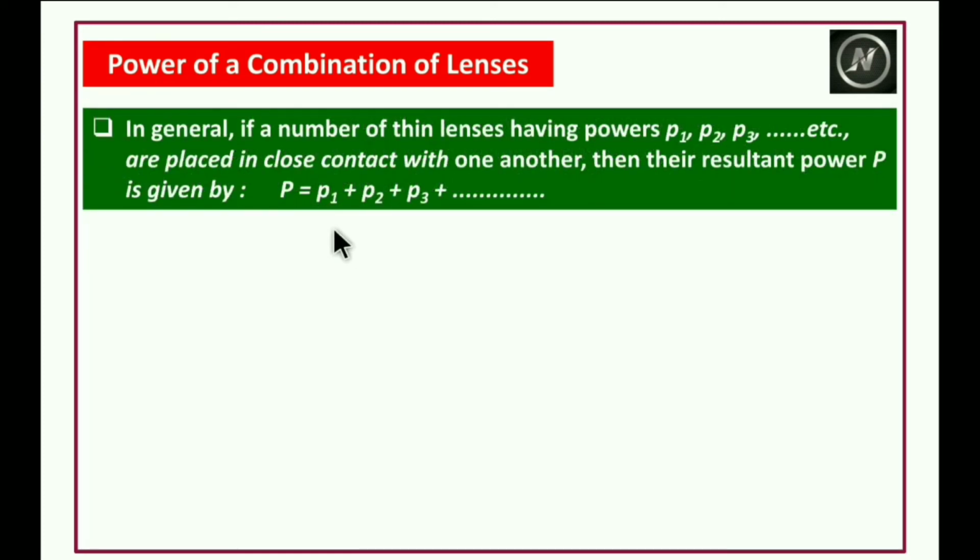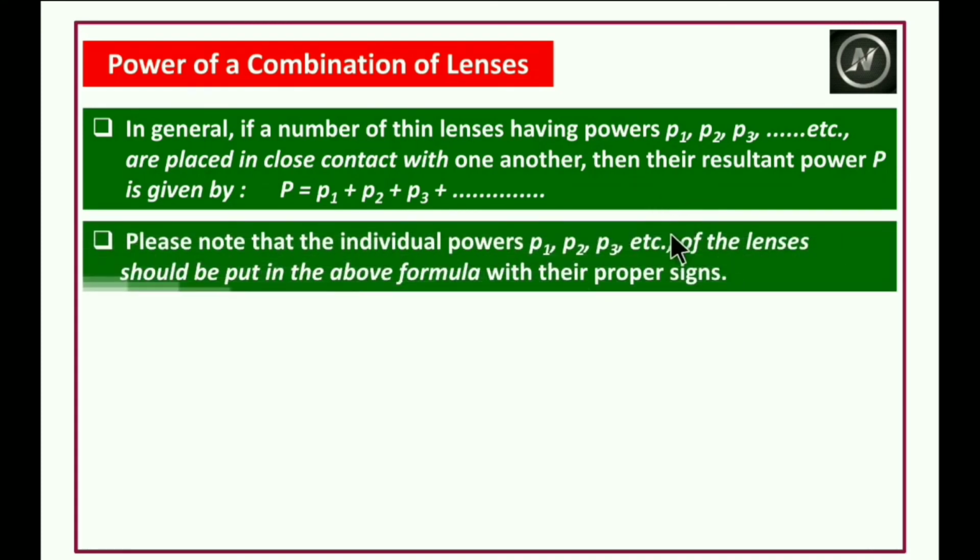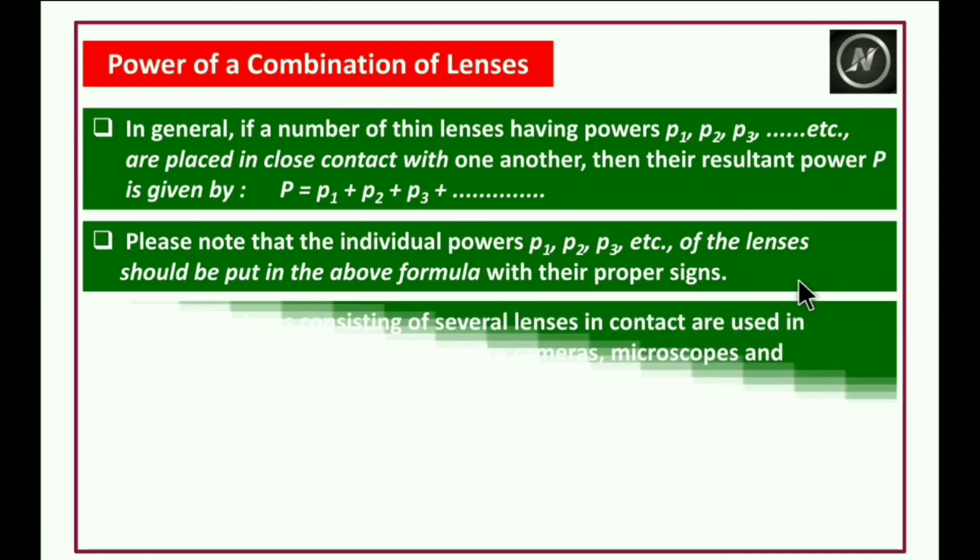In general, if a number of thin lenses having powers P1, P2, P3, etc. are placed in close contact with one another, then their resultant power P is given by P is equal to P1 plus P2 plus P3, etc. Please note that the individual powers P1, P2, P3, etc. of the lenses should be put in the above formula with the proper signs.